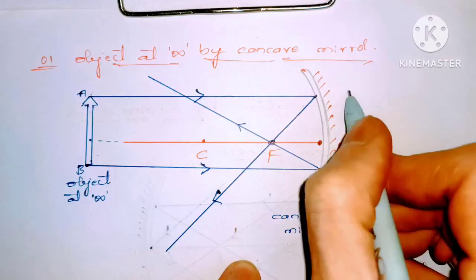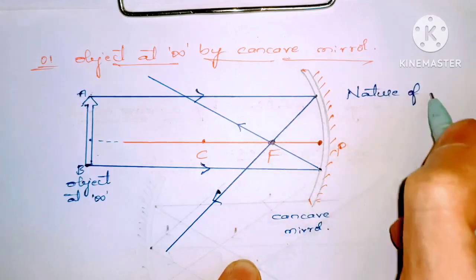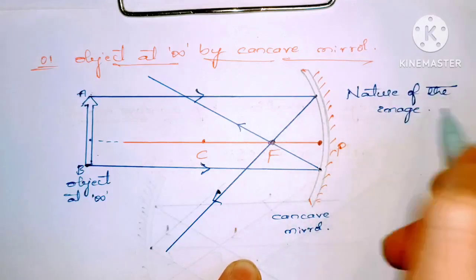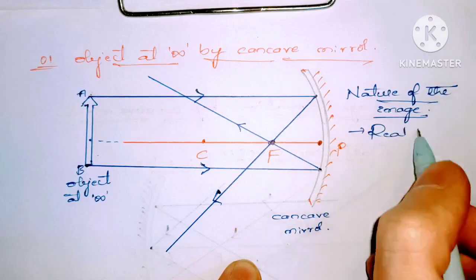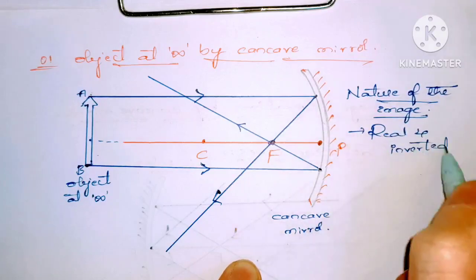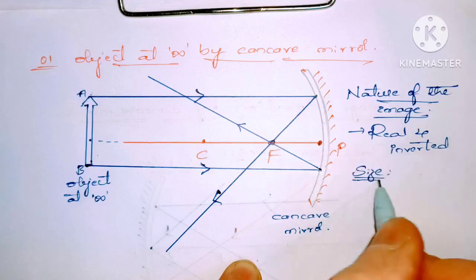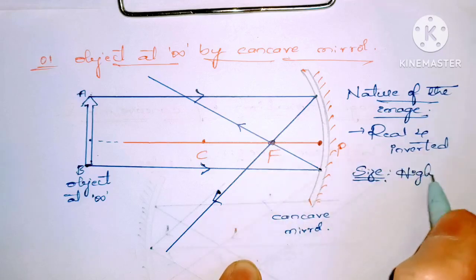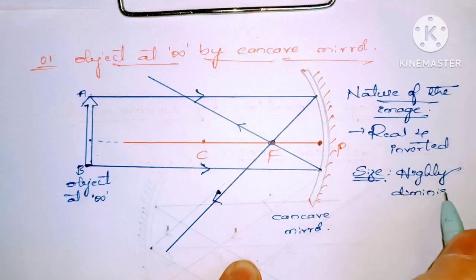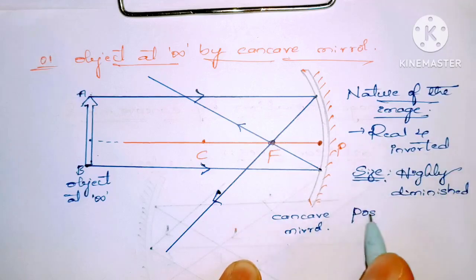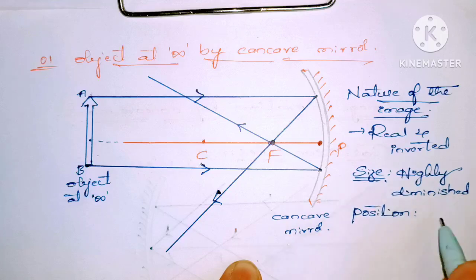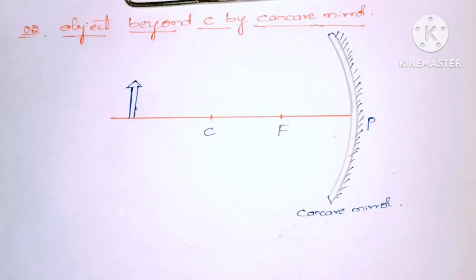Just rewind and check once again, and then try to draw. Now let's see the nature of the image. For the first 5 constructions it will be the same: real and inverted. Now the size of the image will be point sized, so we can say highly diminished. Now the position: we have got the image at F. Now let's move on to the second construction, object beyond C.